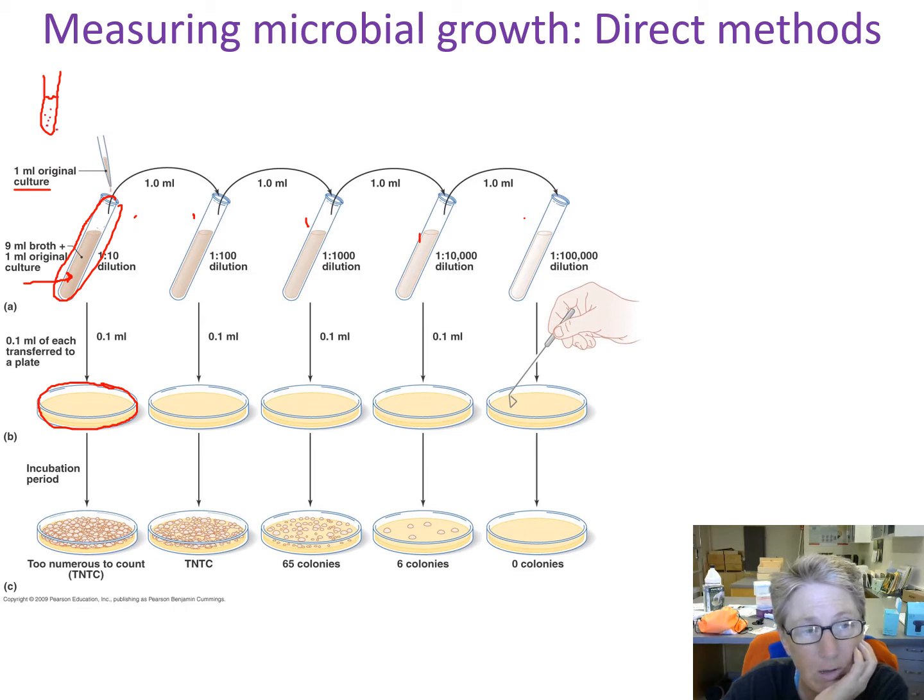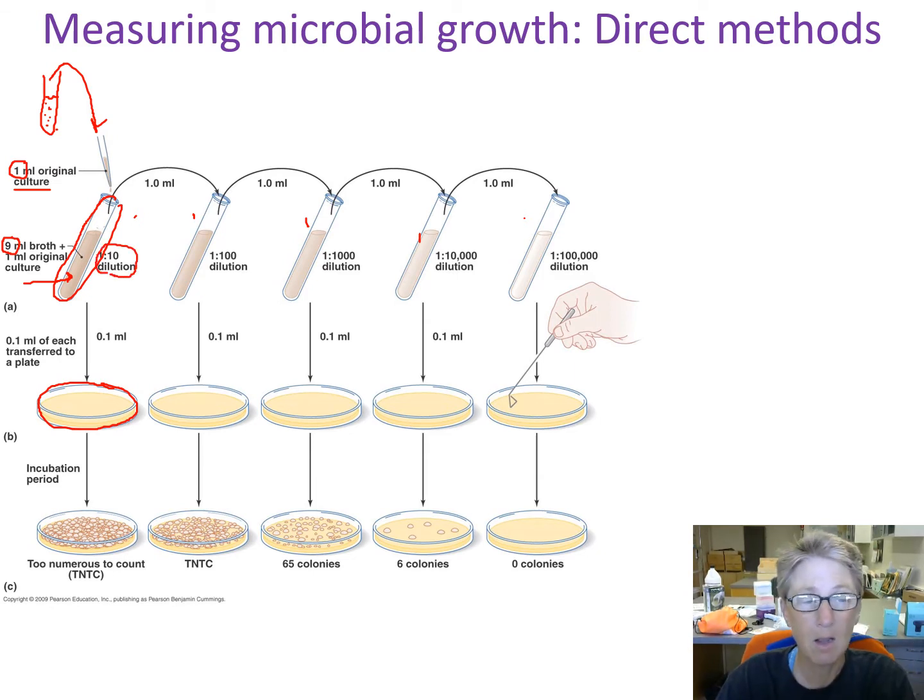You've got to vortex it or mix it up, and then you'll use a pipette. You'll take your pipette, 1 ml from your original culture tube, and then you'll put that 1 ml into 9 mls of broth. We've talked about this before, but that's a 1 to 10 dilution. So 1 ml in 9 mls, 1 plus 9 equals 10. It's a 1 to 10 dilution. And then you vortex this tube, so you mix up the microbes so they're not just sitting at the bottom.